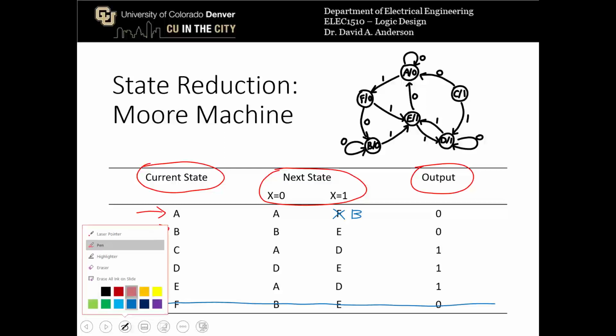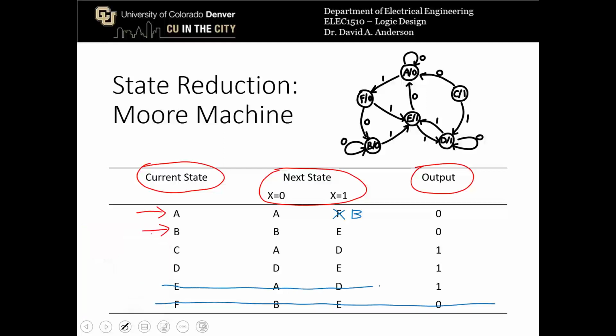Now when we look at row C, C has next states A and D and output 1. And if we look at the remaining rows, we'll see that E has the same thing, next states A and D and output 1. That means that E is a redundant state of C. So we can go through and eliminate E. Anywhere that E appears in the state table, we replace with C.